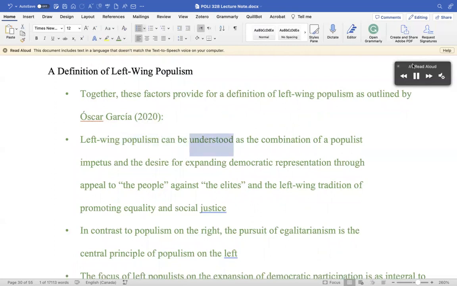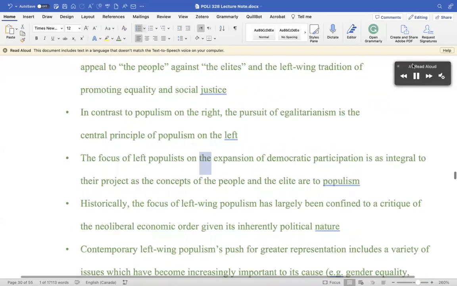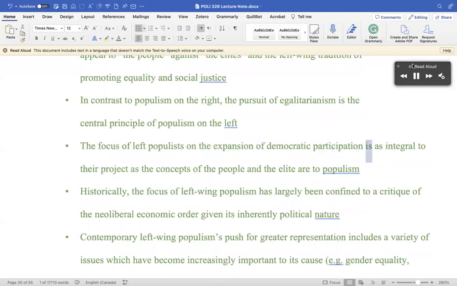Left-wing populism can be understood as the combination of a populist impetus and the desire for expanding democratic representation through appeal to the people against the elites, and the left-wing tradition of promoting equality and social justice. In contrast to populism on the right, the pursuit of egalitarianism is the central principle of populism on the left. The focus of left populists on the expansion of democratic participation is as integral to their project as the concepts of the people and the elite are to populism.